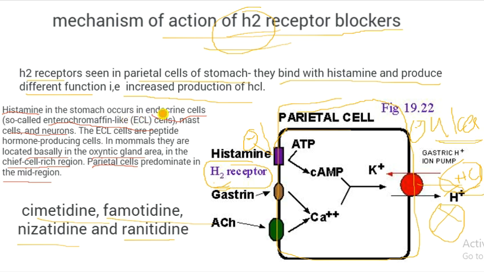Histamine in the stomach occurs in endocrine cells or enterochromaffin-like cells, mast cells and neurons. Where does this histamine come from? It comes from endocrine cells present in the stomach, known as enterochromaffin cells, and also from mast cells and neurons. The enterochromaffin cells are peptide hormone producing cells. In mammals, they are located basally in the oxyntic gland area in the chief cell rich region. Parietal cells predominate in the mid region of the stomach.